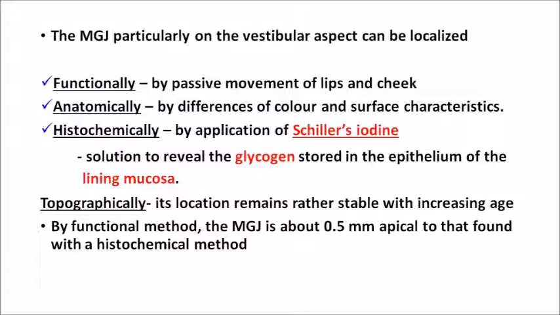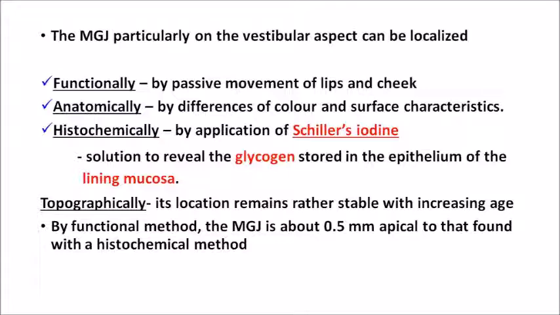Functionally, it is assessed by the passive movement of the lips and the cheek. How do we assess? The attached gingiva is attached to the underlying periosteum and hence does not move. The alveolar mucosa will be displaced. So, where is the junction of the movable and the immovable tissue? That is the mucogingival junction. That is the functional assessment. Anatomically, how do we find it? There is a color difference as well as a difference in surface characteristics between the attached gingiva and the alveolar mucosa.